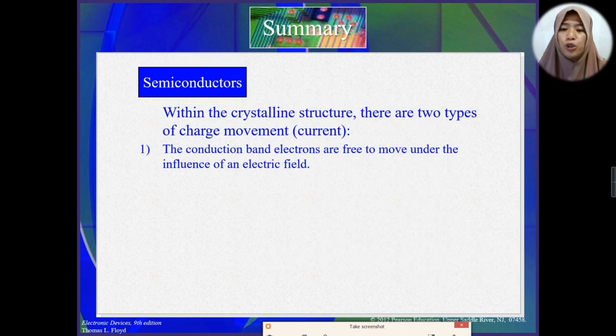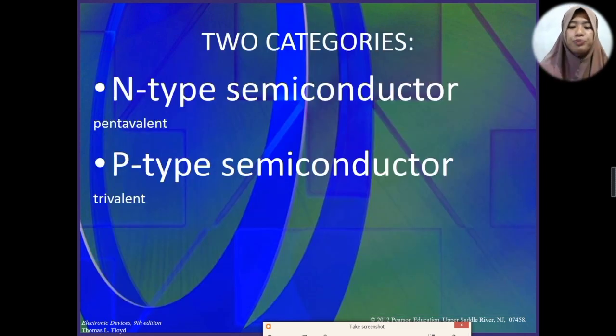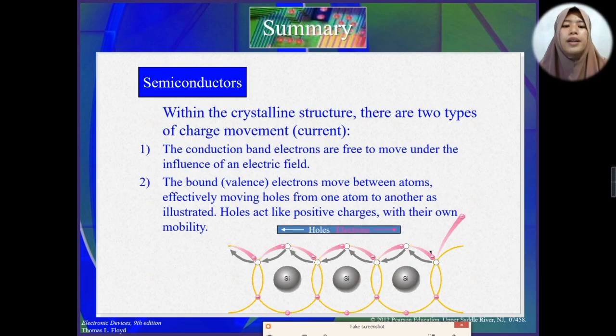Within the crystalline structure, there are two types of charge movement, or current. First one is that the conduction band electrons are free to move under the influence of an electric field. So, one of the reasons why the conduction band electrons are free to move is due to the influence of this electric field. The second one, the bound valence electrons move between atoms, effectively moving holes from one atom to another as illustrated. Holes act like positive charges with their own mobility.